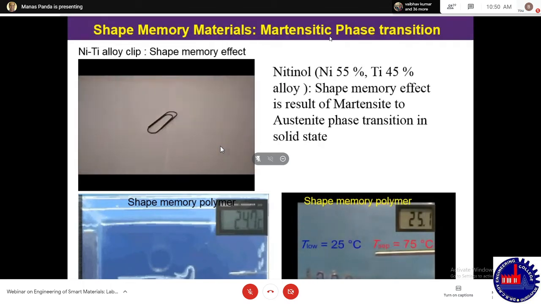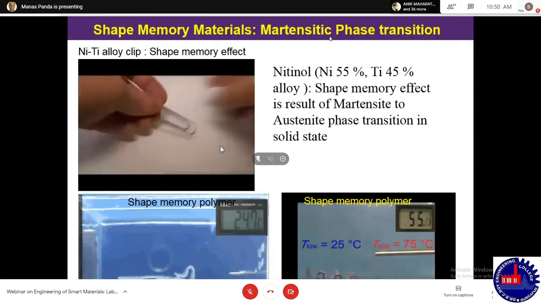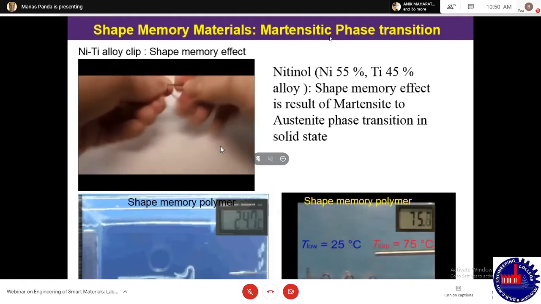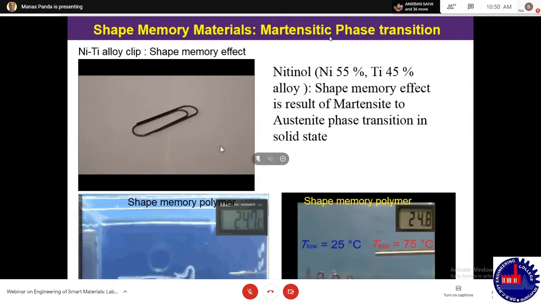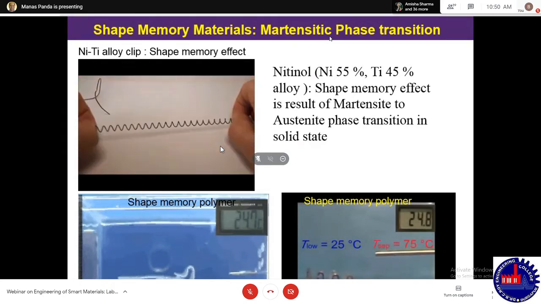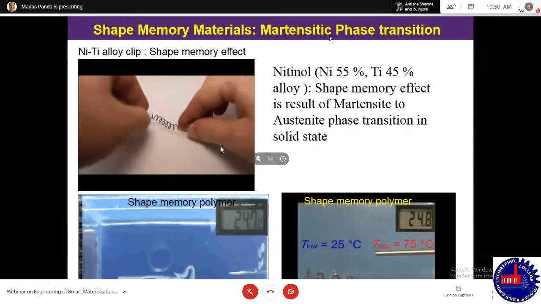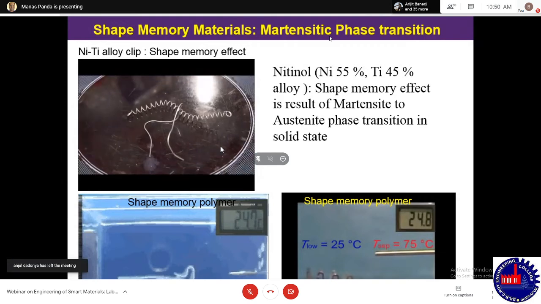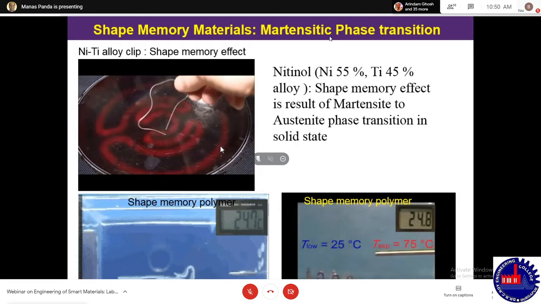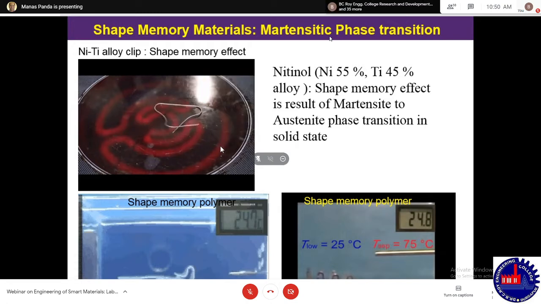And now what will be done? It will deform the clip. Okay, so this is at a particular temperature, that means it is in a particular phase. And now you put it on a hot surface to change the temperature and change the phase. And once it comes back to the phase, it will remember its shape. It will take its original shape. So that is why it is called the shape memory effect.